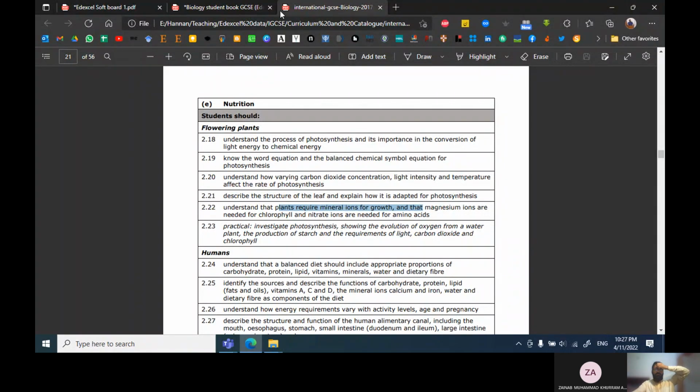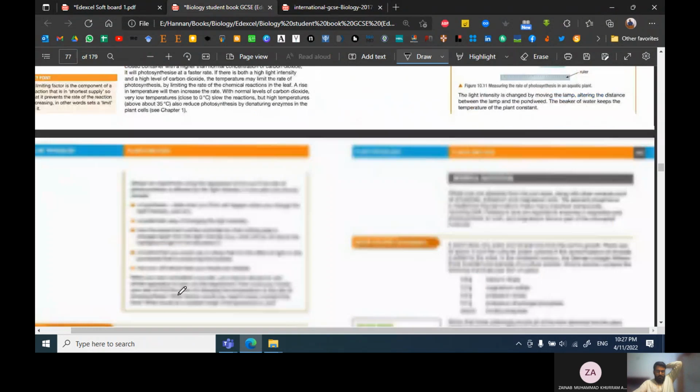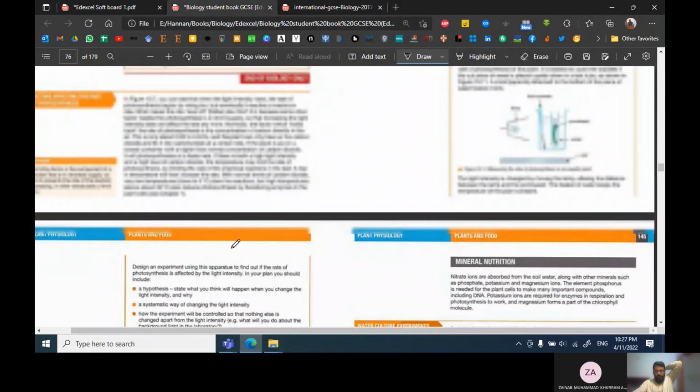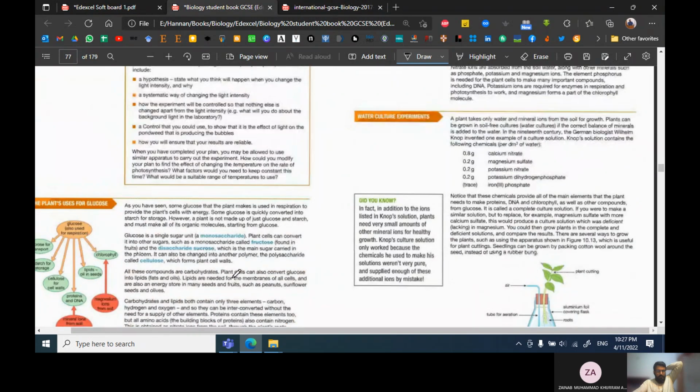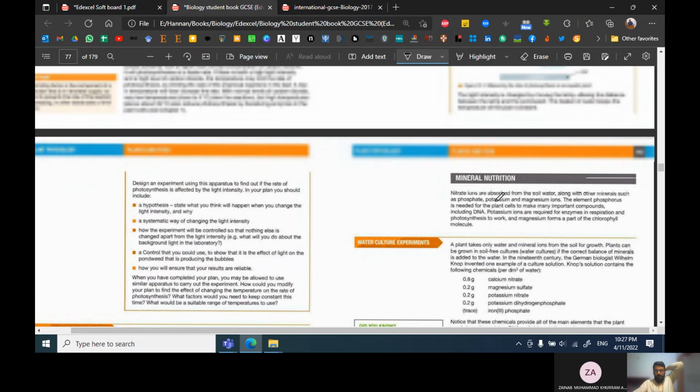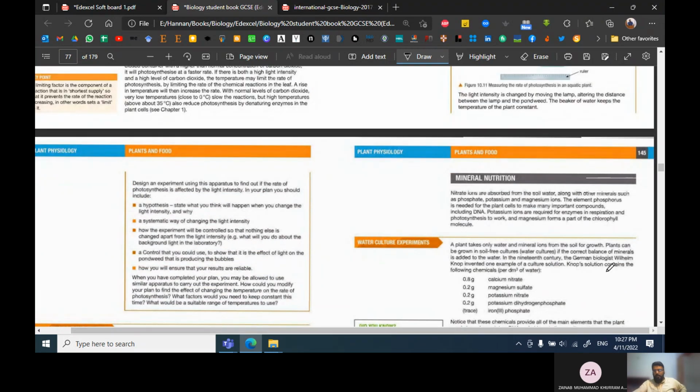Mineral ions for growth. There is another topic. There are two important minerals here, used for glucose. Only this is mentioned here. Yes, only two are often discussed at this level.